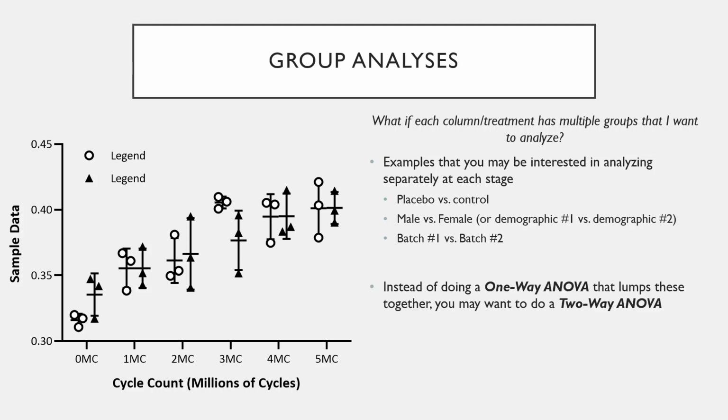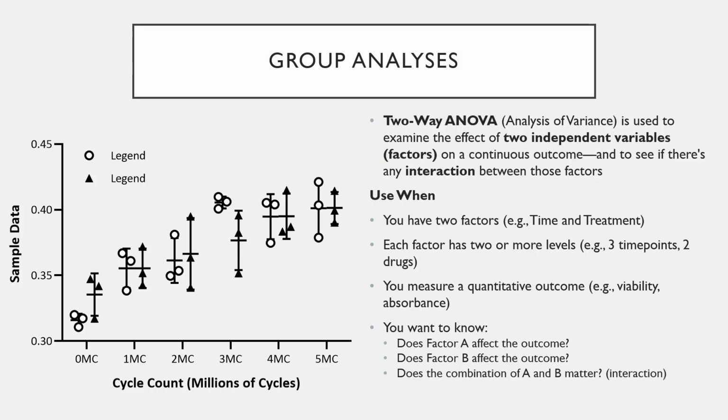So in this case, instead of doing a one-way test, which in our case only looked at the cycle count, I'm going to separate some of those factors and do a two-way ANOVA, where I'm effectively adding another factor to do my statistical testing around. A two-way analysis of variance examines the effects of two independent variables, which we call factors, on a continuous outcome to see if there's any difference or interactions between those. So do this whenever you have two factors.